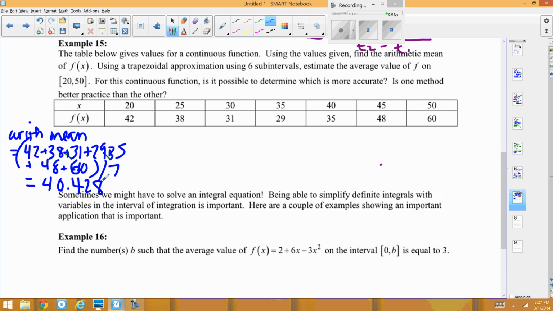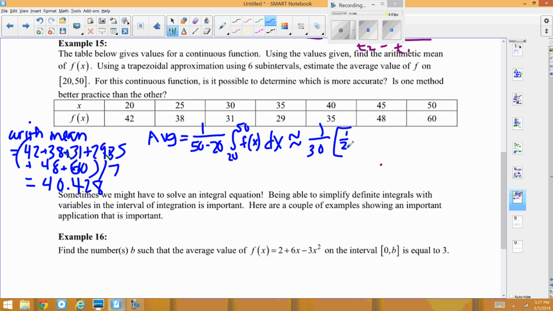And now use a trapezoidal approximation. All right, so the average value of f from 20 to 50, so we do 1 over 50 minus 20, times the integral from 20 to 50 of f of x dx. And we can approximate that by doing 1 over 30 times, now we're going to do trapezoid, so 1/2 times, and if you look, all of these are going up by 5, so we can pull out that 5. Now for the trapezoids, remember you're just taking the first and the last one and 2 times all the middle terms.